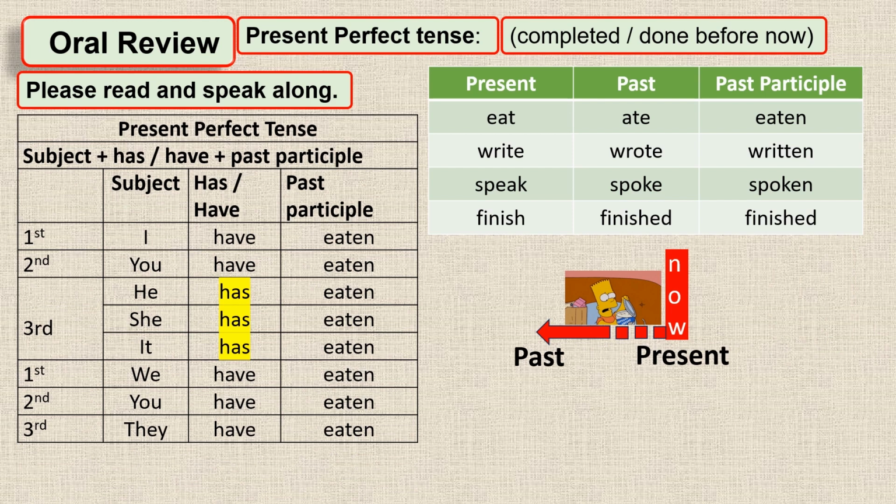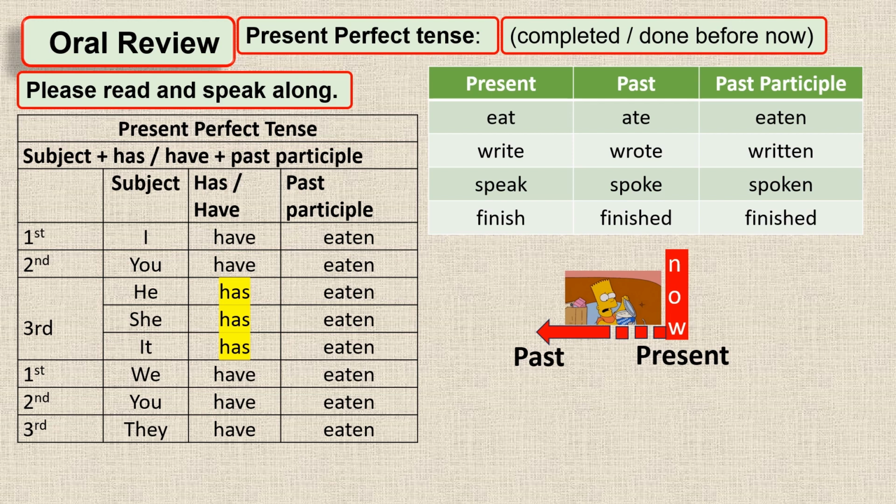So I included the paradigm for us here for the present perfect tense. There's my grammatical structure: subject plus has or have plus past participle. I have three columns here. I have subject, I have has or have column, and I have the past participle. The first column is just to make certain we keep track of the persons. I have eaten, you have eaten, he, she, it has eaten. We have eaten, you have eaten, they have eaten.